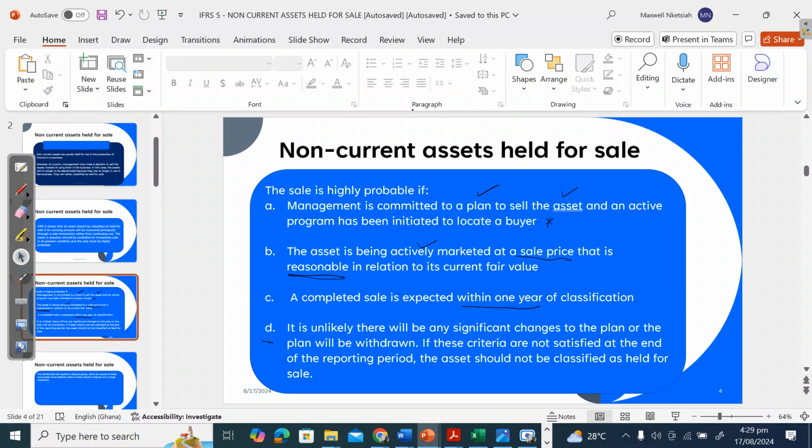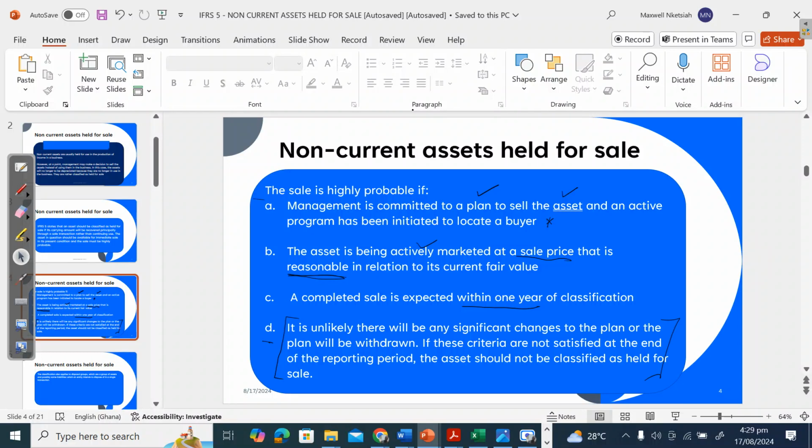And then D talks about the fact that management are not going to change their mind concerning the sale of the asset. Management have taken a firm decision to sell the assets, but if management are not really sure whether they should sell it or not, then they cannot recognize it as held for sale. So these conditions must be met before you can recognize an asset as held for sale.